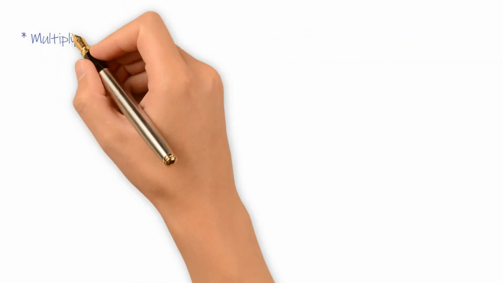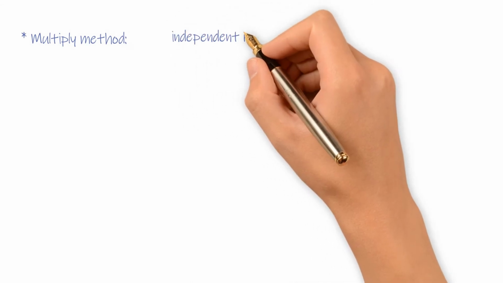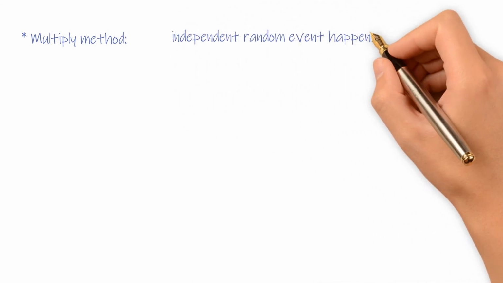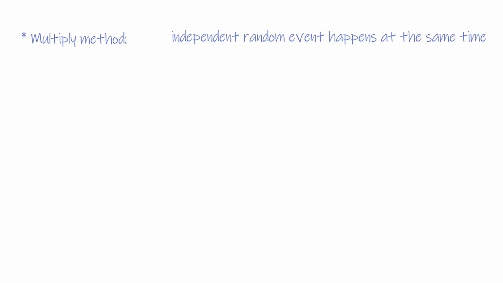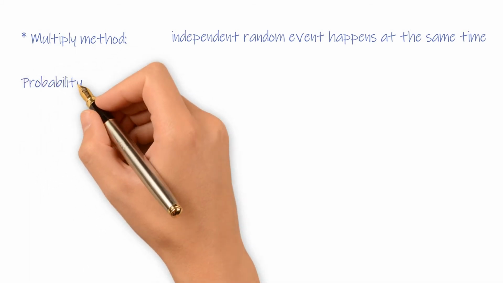Multiply method. When calculating the probability of independent events happening at the same time, we can multiply each probability together. For example, what is the chance of being stuck in traffic and finding out the car is running out of gas? For me, it's like half times half. So it happens.